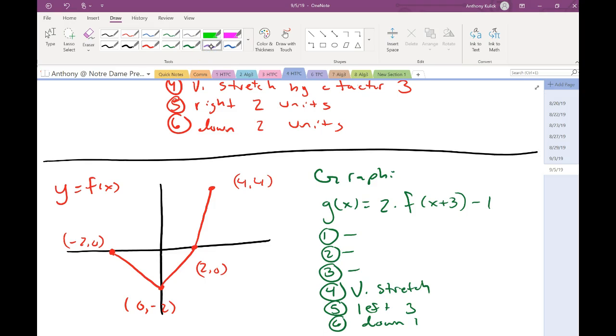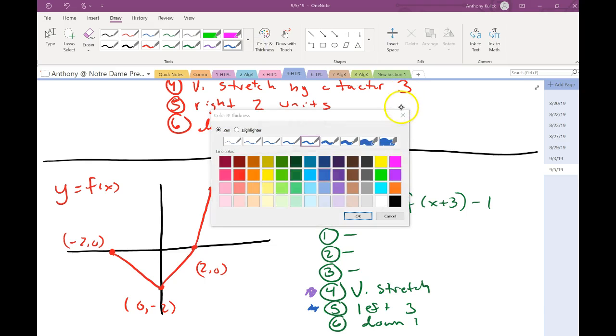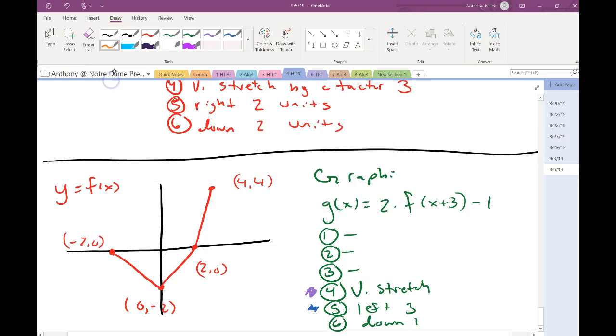So if I want to graph this, I'm going to do 3 steps. I'm going to first graph the vertical stretch in purple, and then take the purple graph and do the transformation left 3 units and draw that graph in blue. And then I'll take the blue graph and do the transformation of down 1 and draw that graph in orange, and that orange graph would be the final graph. Everybody okay with that plan?